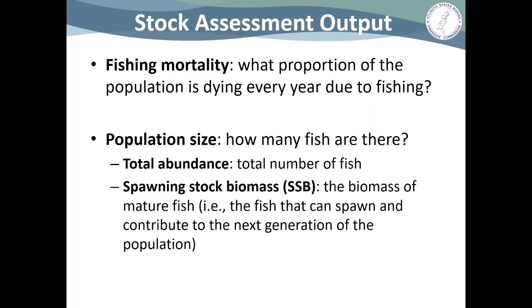We report this sometimes in terms of total numbers of fish, but more commonly you're going to see it in terms of spawning stock biomass, or SSB. So the biomass of mature fish in the population. And we care about that as opposed to just total biomass, because what we really care about is that biomass, or that number of fish that are out there that can spawn and contribute to the next generation of the population.